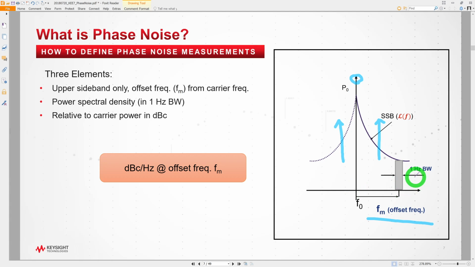Then we take a 1 Hz bandwidth and we measure how much power is in a 1 Hz bandwidth away from the carrier. So if this carrier offset is, let's say, a kilohertz, you say that I measured, let's say, minus 100 dBm at a 1 kilohertz offset from the carrier. Then you compare that to the main tone, and that would give you a dBc value. And since it's in a 1 Hz bandwidth, that would be in dBc per hertz. So for example, I can say that my sinusoid, which is at 1 gigahertz, has a phase noise of minus 100 dBc per hertz at a 1 kilohertz offset.